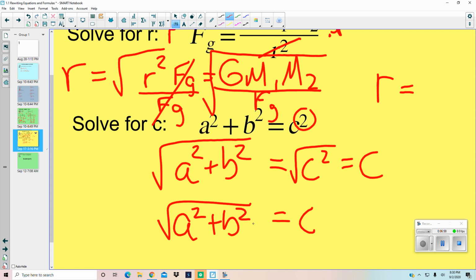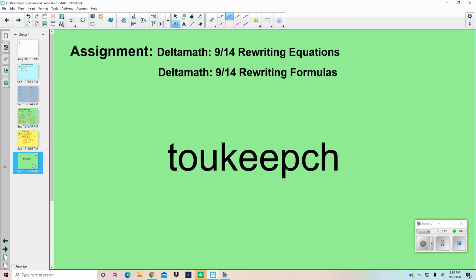Look at the solutions in Delta Math to help you through solving, because solving formulas can be very complicated. You have to write out your work. You're going to have to show steps, or things can get mixed up easily. So go to Delta Math. There are two separate assignments. The first one is rewriting equations. The second one is rewriting formulas. And then here's the puzzle.